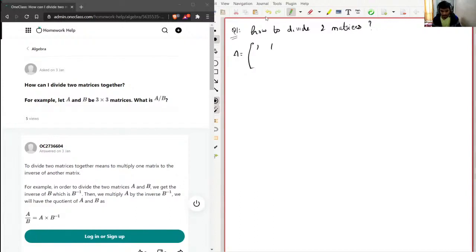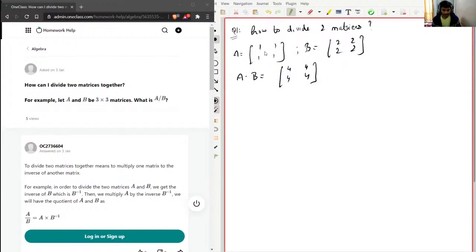Suppose I take a 2 cross 2 matrix. Let's say my A matrix is 1 1 1 1 and my B matrix is 2 2 2 2. Then I can just take the product of the two matrices, which will be 1 times 2 plus 1 times 2. So 1 times 2 is 2 plus this into this. This will be 4 4 4 and 4.